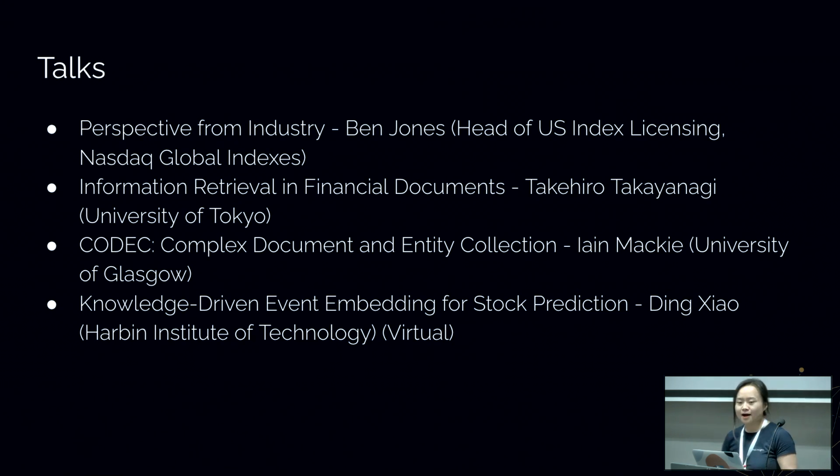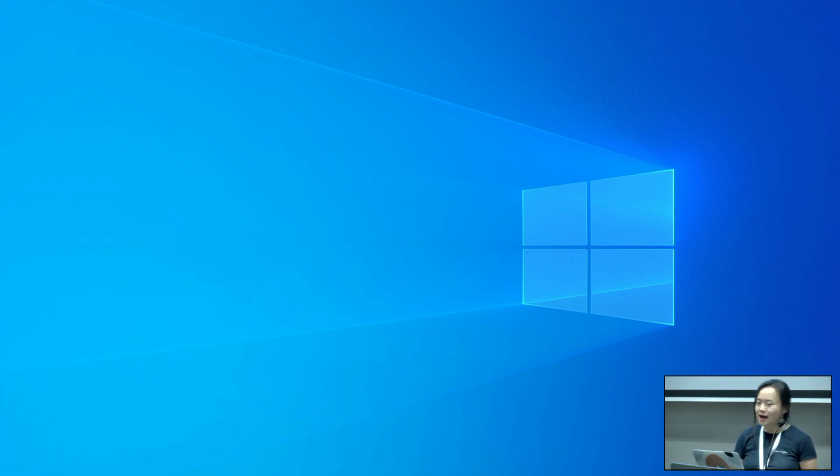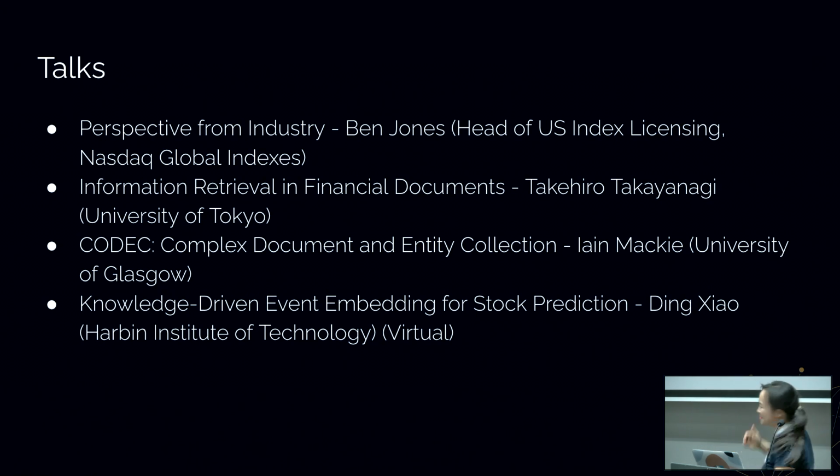So we'll have Ben Jones, who is the head of US index licensing at NASDAQ, who is going to give a perspective from an industry point of view. And here, just quickly, sorry, I haven't finished, just going through the talks. And then I have Takehiro from the University of Tokyo talking about information retrieval in financial documents. And we have Ian, who also provided a data set for this workshop, which you can find on the website of the workshop, talking about complex document and entity collection. And we have Ding Xiao, who'll be here to talk about knowledge-driven event embedding for stock prediction.